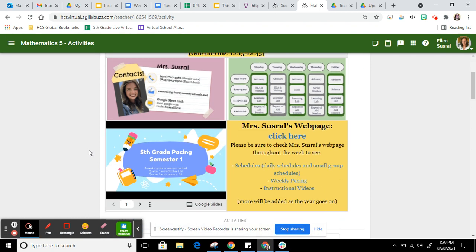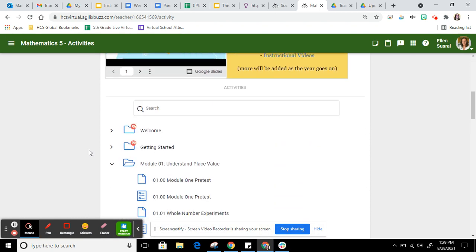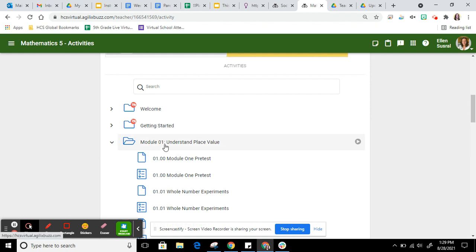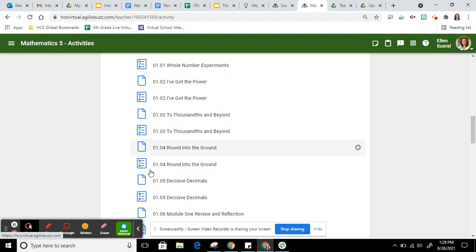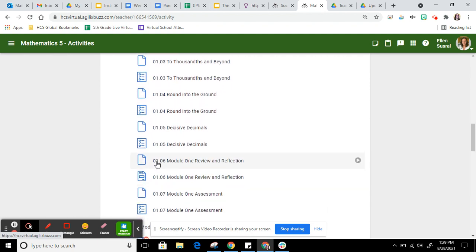You're going to scroll down below your landing page to your activities. You'll come across module 1. You'll open up that folder and we're looking at 0106, which is right here, module 1, review and reflection. You'll open up that first link, which is the blank page icon to view the lesson.